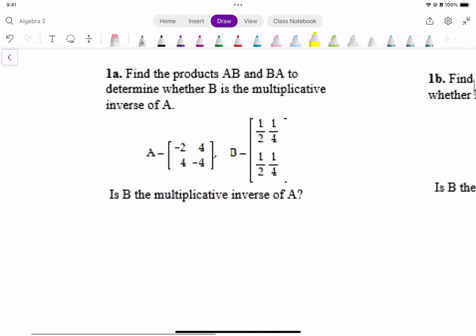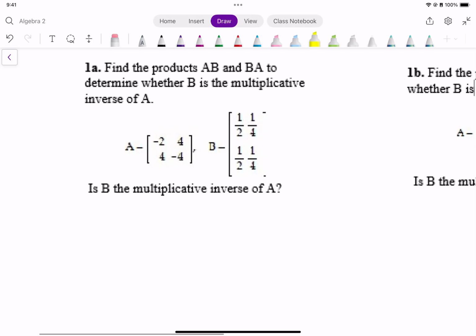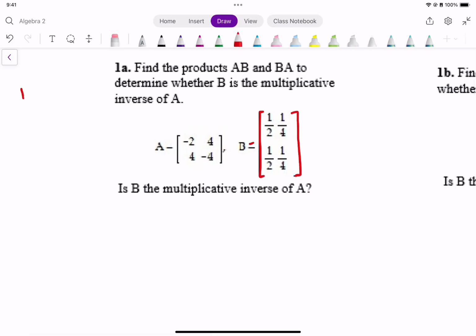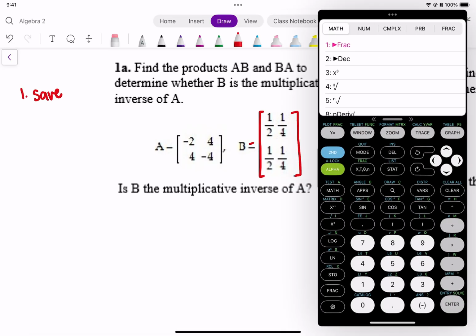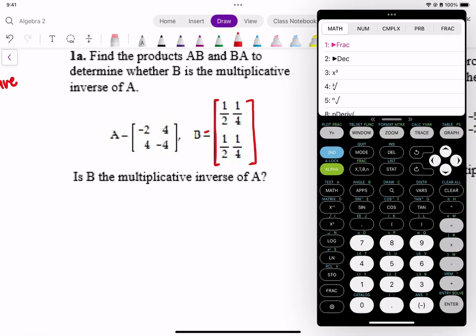We have question 1A, and it says find the products AB and BA to determine whether B is a multiplicative inverse of A. Okay, so I know you can't see it, but there is a bracket there. That's the end of the question. So we have A and we have B. Okay, so the first thing that we're going to do is one, let's go ahead and save these matrices. Okay, so let's open up our calculator.